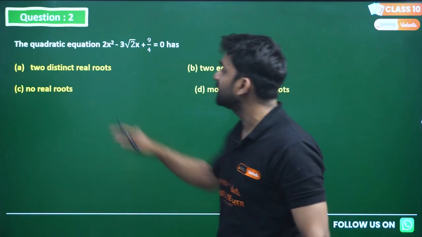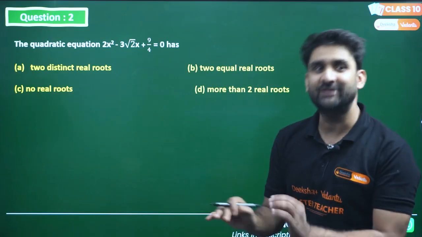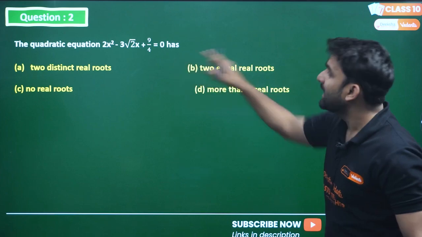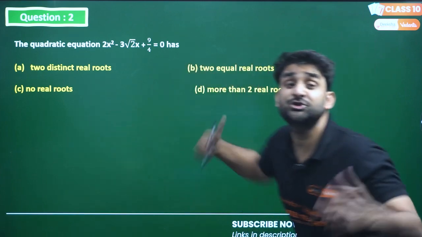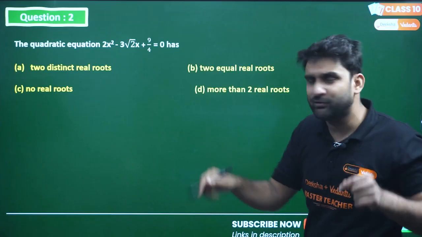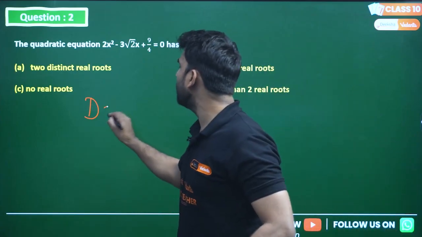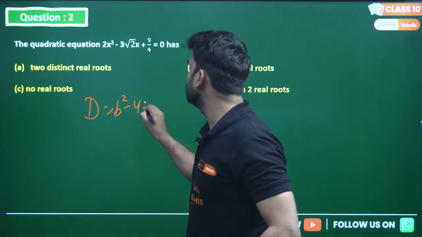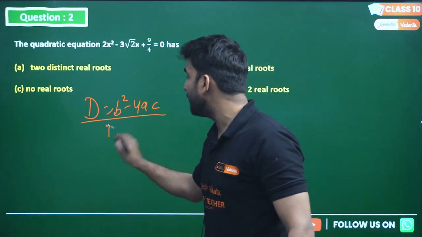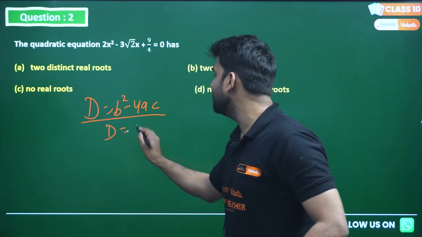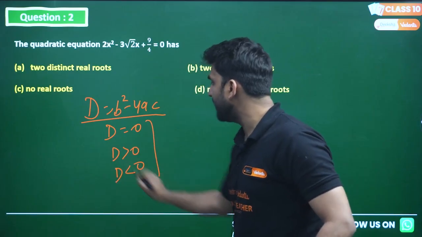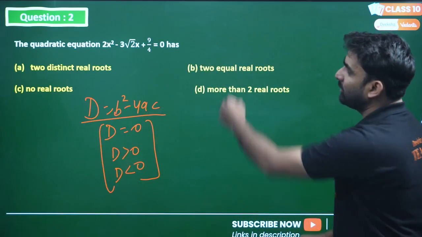Now moving to question number two, I can say question number 52. The quadratic equation is given to you again, and we have to find out the nature of the roots, because the options are regarding the nature of the roots. You all know, to find the nature of roots, we always use this formula, the discriminant b square minus 4ac, and check whether D is equal to 0, D is greater than 0, or D is less than 0. So you can get the correct answer here.